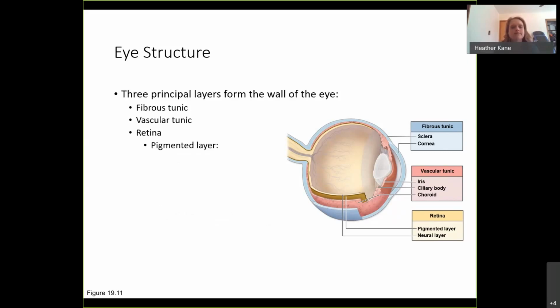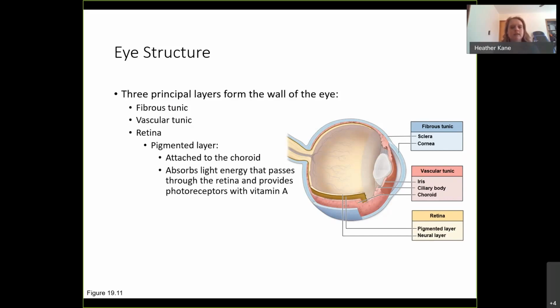And we also have the retina. So the retina is going to be this most internal layer. And we have the pigmented layer that is going to be on the exterior side of the retina. This is going to be attached to the choroid, and it's going to help to receive that energy from the choroid, and it's also going to absorb light energy. So this light energy is going to pass through the retina, and then it's going to help to provide those photoreceptors with vitamin A. Does anybody know where we can get vitamin A from?